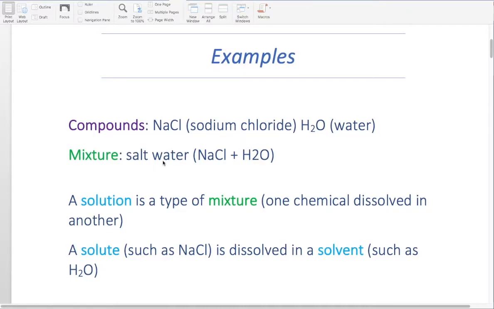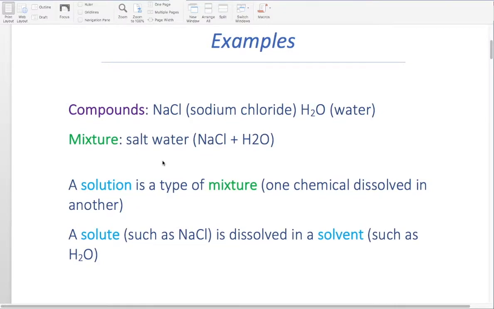And it may not have come up in any of the other videos, but another vocab word you need to know is that a solution is a type of mixture. It's when one chemical is dissolved in another, such as when salt is dissolved in water. And you need to know that a solute is the thing being dissolved, and a solvent is the thing doing the dissolving. So in this case, the salt is the solute because it's being dissolved in water, and the water is the liquid that is doing the act of dissolving.